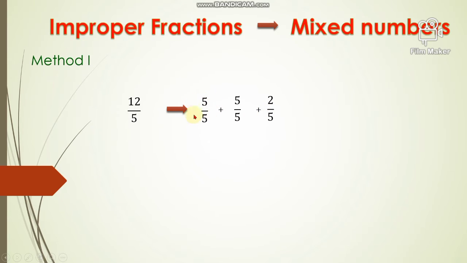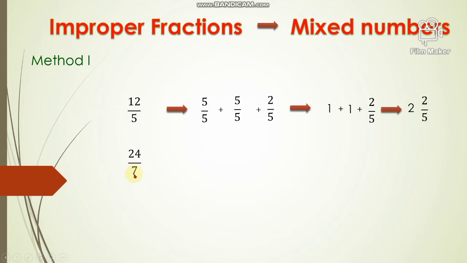You know the value of this fraction is 1, since 5 over 5 is 1. So it's 1, and this one also 1, and the remainder you can add as a fraction. Now if you add these two whole numbers, it will give 2, and the fraction is 2 over 5. So we converted this improper fraction into a mixed number.